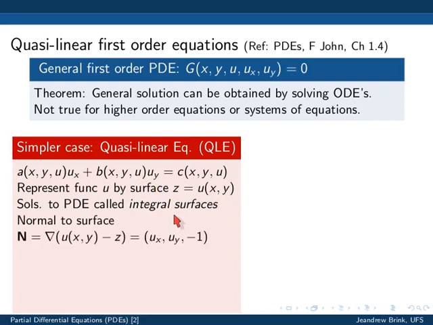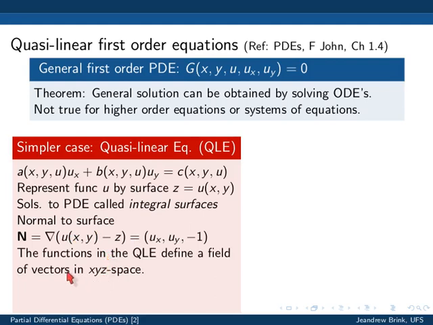And the moment you have a surface, you can define the normal to it. The normal to a surface is just the gradient of the function that describes the surface. Here the function that describes the surface is basically u(x,y) minus z equals zero. The gradient of that gives you the two derivatives with minus one, because that's what the equation for the surface is like. So that's the normal vector to the surface.